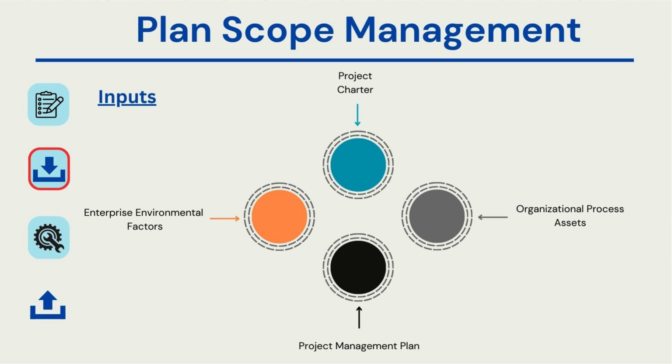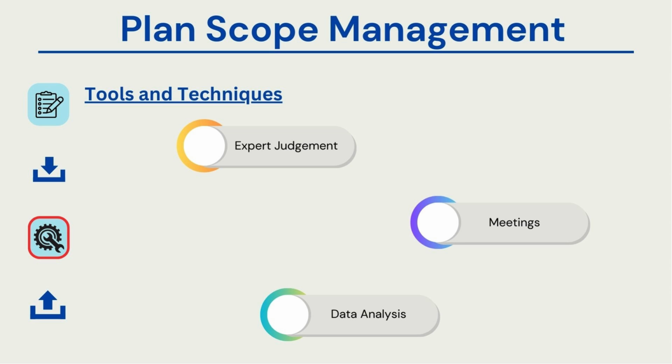Once we have a plan in place, we need to use specific tools and techniques to create it. The first is expert judgment, where we consult experienced professionals. Meetings can be organized to engage the right stakeholders and gather data. These techniques help ensure a comprehensive scope management plan.